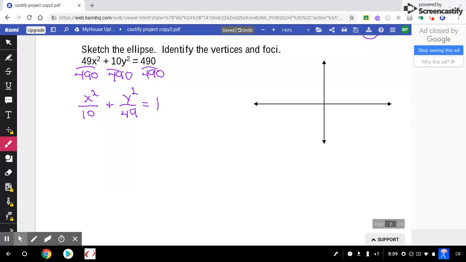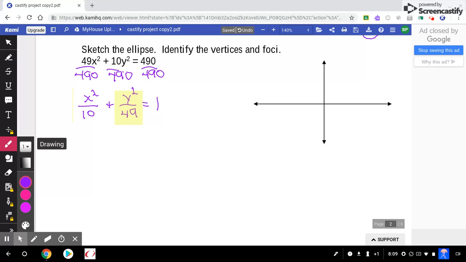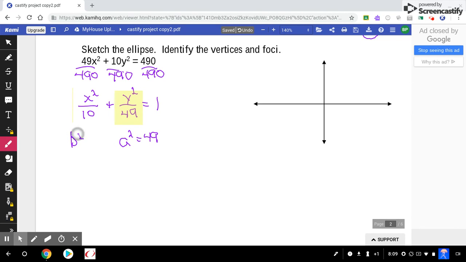So if you notice, we have got the y squared over the bigger number. So it tells me my football, or my ellipse, is going to be upright. So let's figure out how to get that sketched. If the bigger number is a, that means my a squared is 49. The smaller number is b, so my b squared is 10.